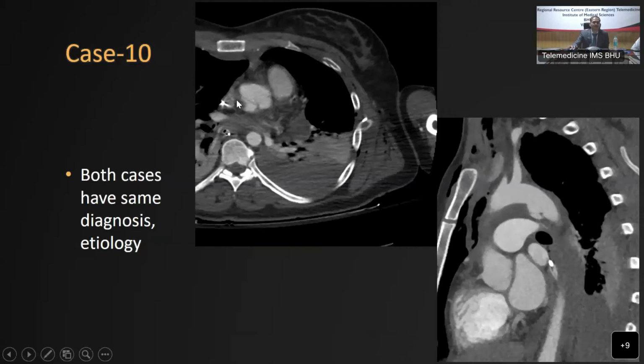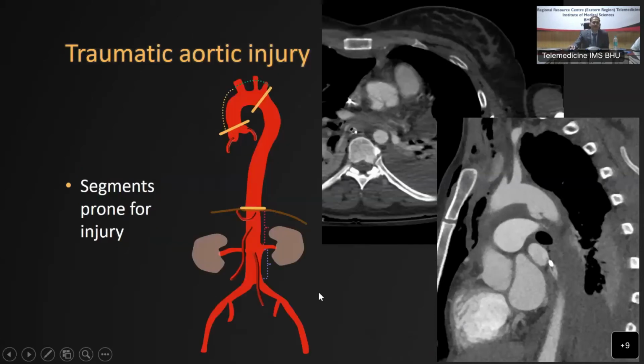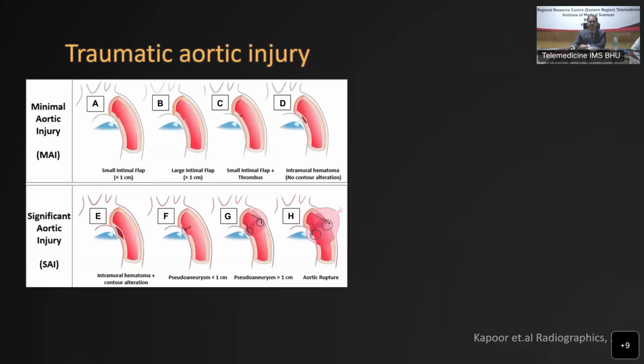Next case here, both cases have same diagnosis and same etiology. The finding here is a pseudoaneurysm of the aortic root. Here is a pseudoaneurysm of the isthmus with a little bit of hematoma around it. And you can see that there is air in the subcutaneous plane. So this is traumatic aortic injury as a result of motor vehicle accident. So there are three segments of the aorta that are prone to injury. Those three segments are the sinotubular junction, the aortic isthmus, and the diaphragmatic hiatus. So in setting of trauma, we have to look at these three spots.